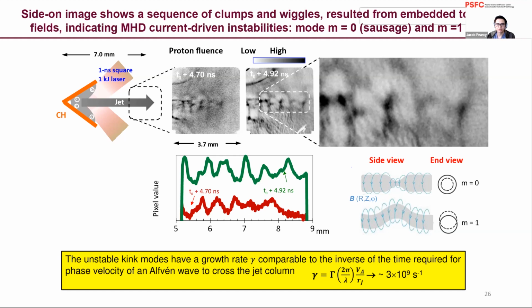And these unstable kink modes have a growth rate that's comparable to the inverse of the time required for the phase velocity of an Alfvén wave to cross the jet column. You can see the expression there with the Alfvén velocity over the radius of the jet gives a growth rate of about 3 × 10⁹ per second.